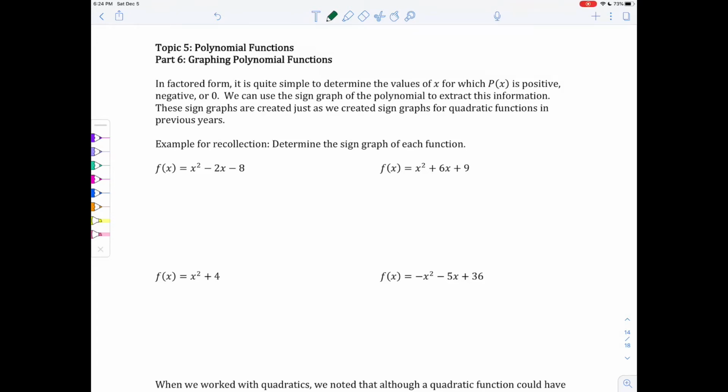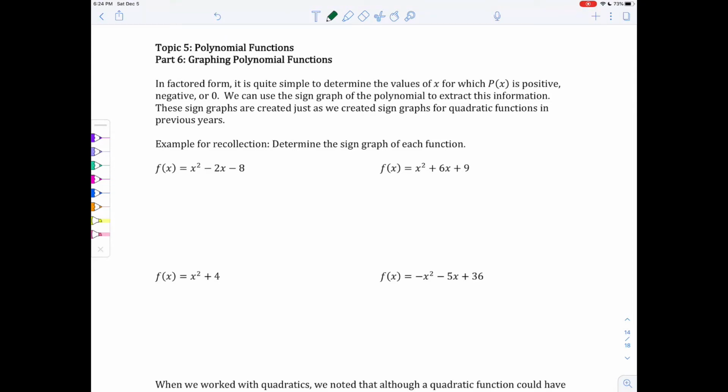Welcome back to Polynomial Functions. Today we're going to be finishing everything off. So we're looking at graphing polynomial functions today. And in order to kick this off, we're going to look at how to make sign graphs.